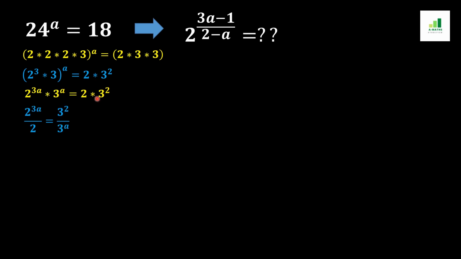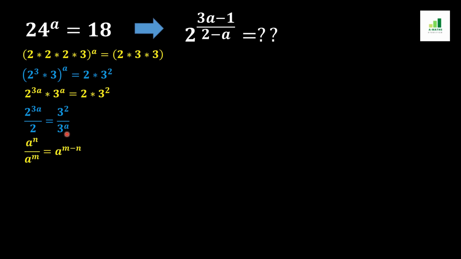Now in the next step we should divide this 2 to the power 3a by this 2, because this 2 will go in division with this value, and we should get 2 to the power 3a over 2. And this 3 squared will divide with this 3 to the power a, because this 3 to the power a will go in division with this 3 squared.